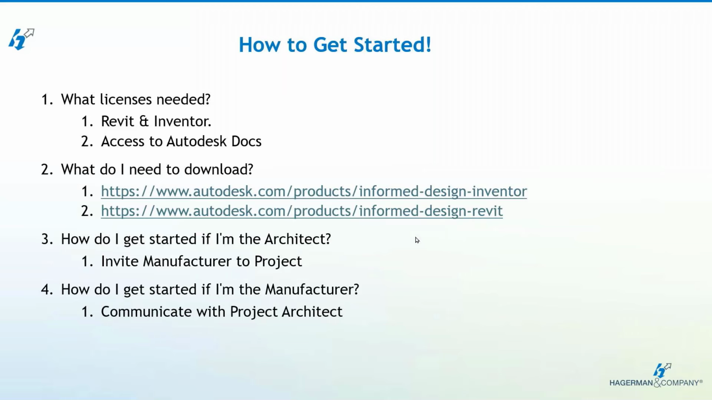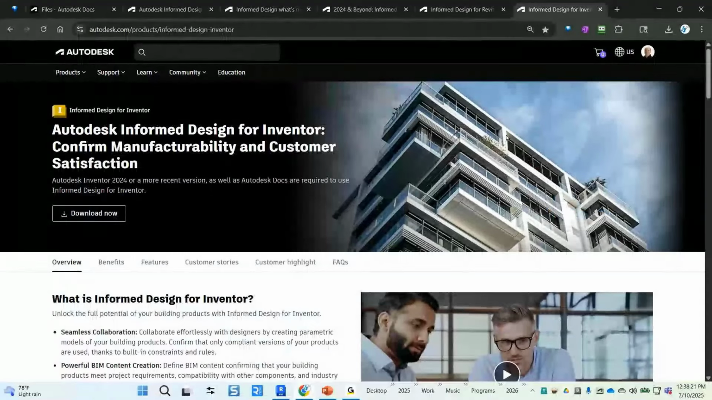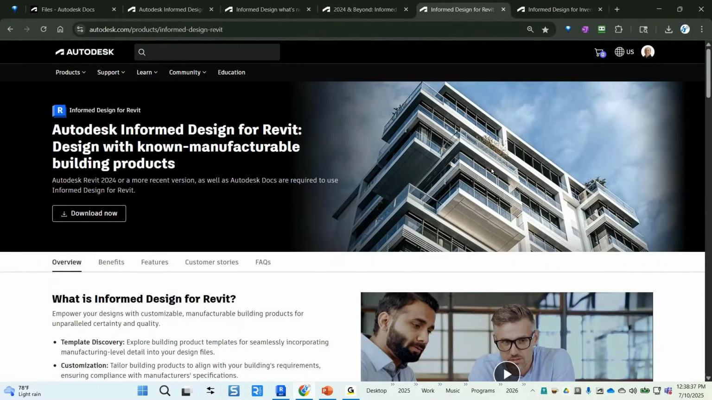Where are the links? So there's the links. autodesk.com/products/informed design, Inventor, or Revit. And just a quick look at where those are, what they look like. So on the Inventor page, there's a download now button. This is an add-in to Inventor. So it gives you all the different tabs and tools in the ribbon that Jim just showed. And the same thing for the Revit folks, a download now button.